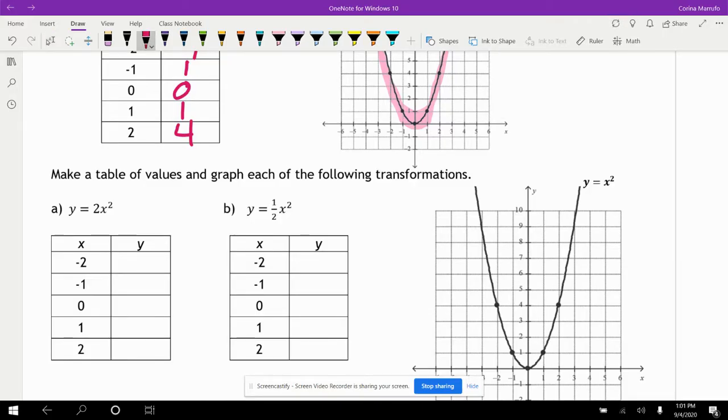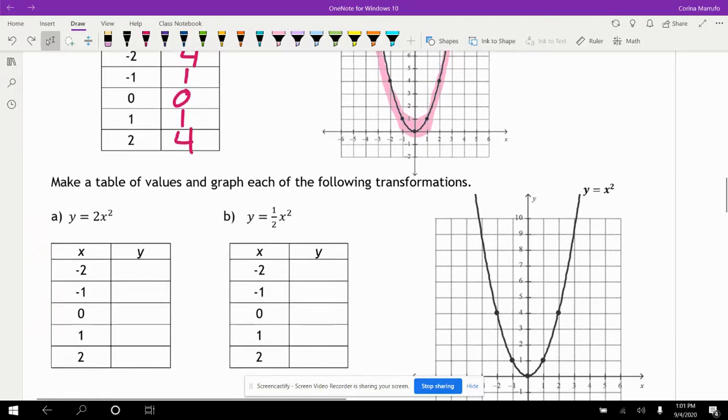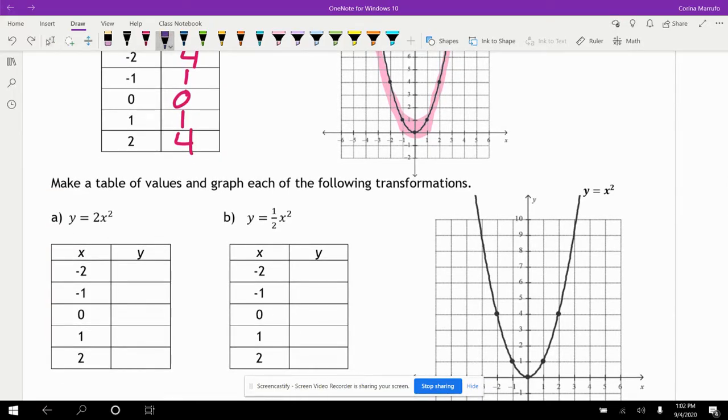This one wants us to take 2 and multiply times our parent function, which is x squared. So that's exactly what we're going to do. We have 4, 1, 0, 1, 4, and I am going to multiply that times 2. So 4 times 2 gives us 8, 1 times 2 gives us 2, 0 times 2 gives us 0, 1 times 2 gives us 2, and last, 4 times 2 gives us 8.